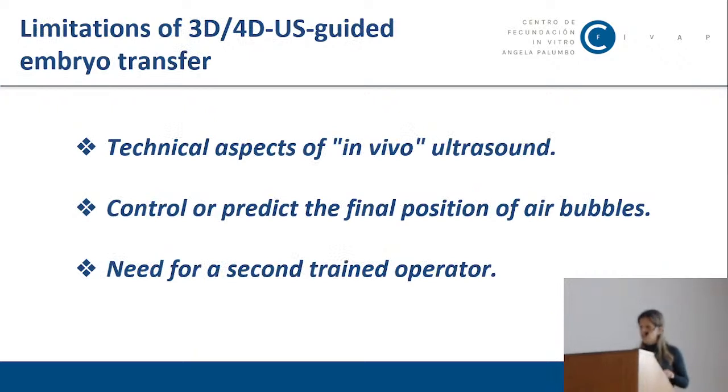Limitations of 3D and 4D ultrasound are the need to improve the technical aspects of in vivo guidance, for example, the speed and the quality of the images. The final position of the air bubbles depends on various factors, and at present it is not possible to predict the exact position where the flash will go after the transfer, and we have to assume that the bubble represents the embryo. Even with 4D ultrasound guidance, we are limited in moving in the lateral planes. And the need for specific training in four-dimensional ultrasound is another limitation.